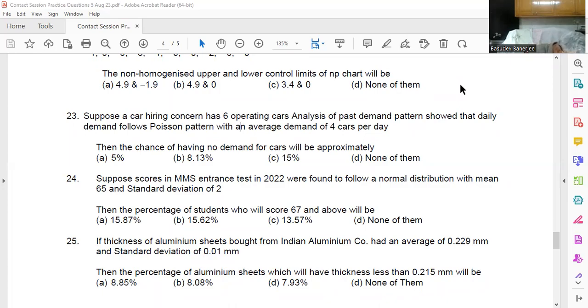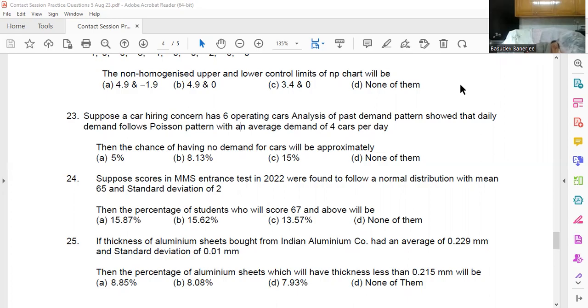Then IMR chart, individual chart, I told you target plus or minus E2 R bar. Okay, individuals, which is there. And then moving range chart, I have not talked to you. X bar chart, I have told you target plus or minus A2 R bar. And R chart, D3 R bar and D4 R bar that I have told you.